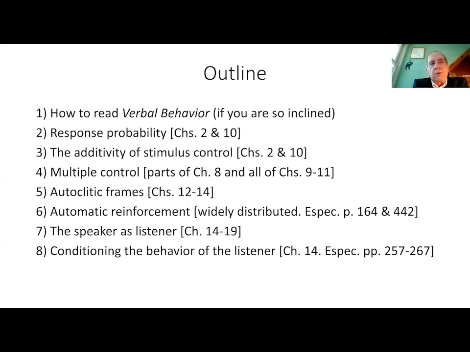We can respond to our own verbal behavior as we are speaking. And this has some implications for both pragmatic matters and theoretical matters. Conditioning the behavior of the listener is an extremely important topic, but it's one that's not very well understood. And we will, I hope, have time to briefly allude to this topic as well. But Skinner discusses this in chapter 14, especially in these 10 pages that I've outlined here.